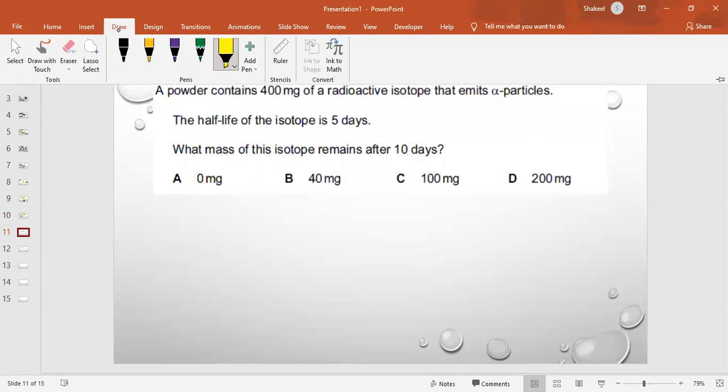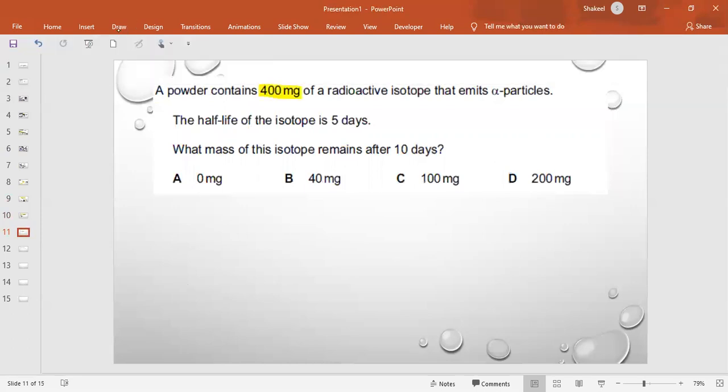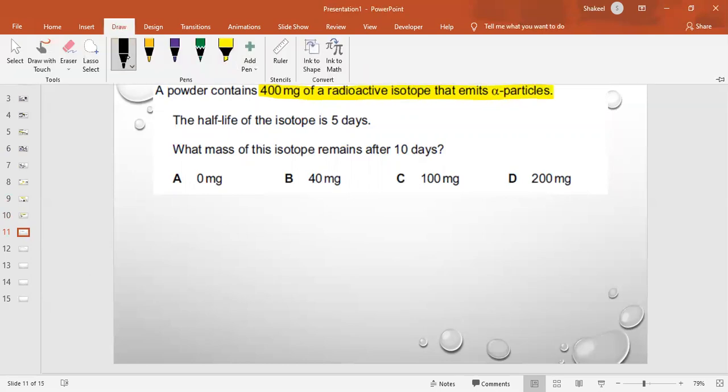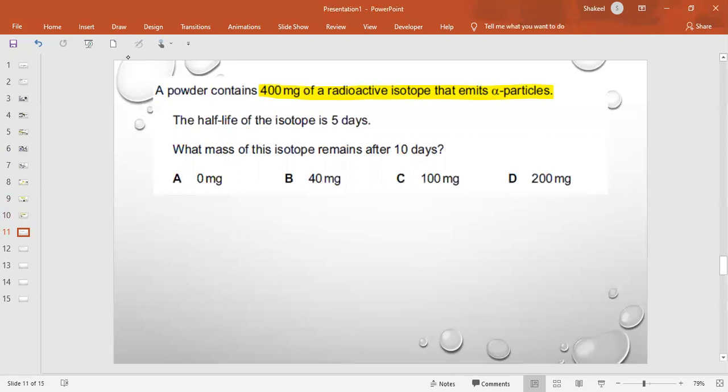Okay, let's go to the next question. A powder contains 400 milligrams of a radioactive isotope that emits alpha particles. This is the initial amount at the start, so we can write it as M0. The half-life of the isotope is 5 days. What mass of this isotope remains after 10 days?